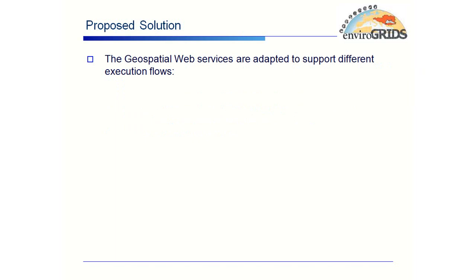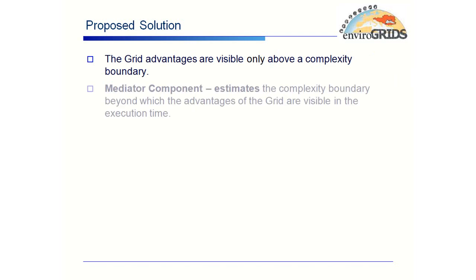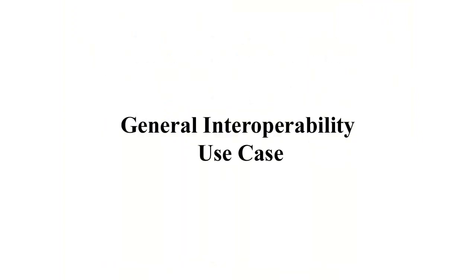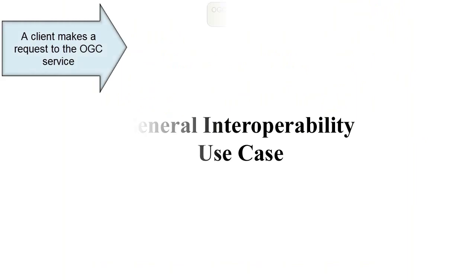The geospatial web services are adapted to support different execution flows, either over the web or over the grid. The grid advantages are visible only above a complexity boundary, which is estimated by the mediator component. The general interoperability use case is the following.